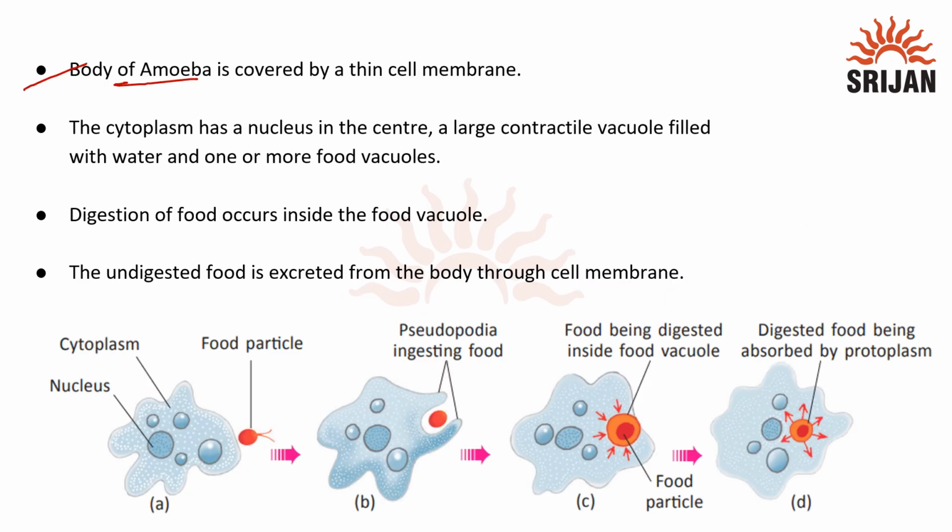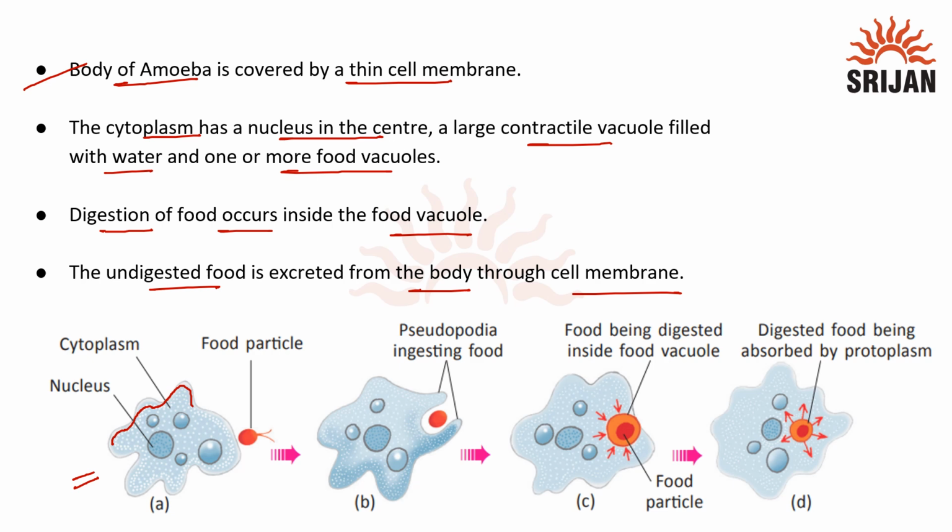Body of amoeba is covered by thin cell membrane which we can observe in this image. This is the cell membrane of amoeba. The cytoplasm has nucleus in the center, a large contractile vacuole filled with water, and one or more food vacuoles. Digestion of food occurs inside the food vacuole, and the undigested food is excreted from the body through cell membrane.